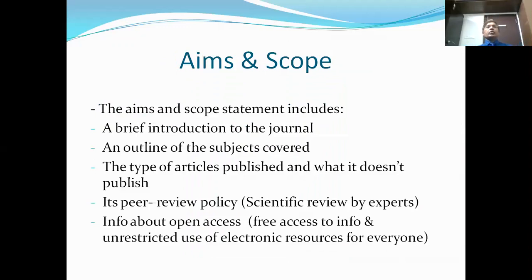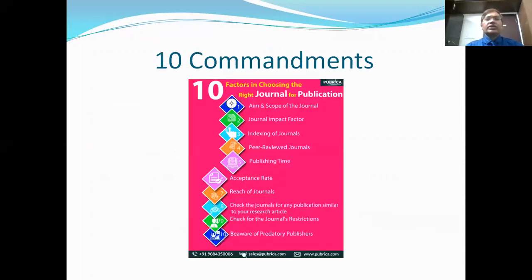So the aim and scope statements include a brief introduction to the journal and an outline of the subjects which are covered, the type of articles published, and what it doesn't publish. And these are some of the important things that should be focused upon. So that's what we call the aim and scope of the journal.